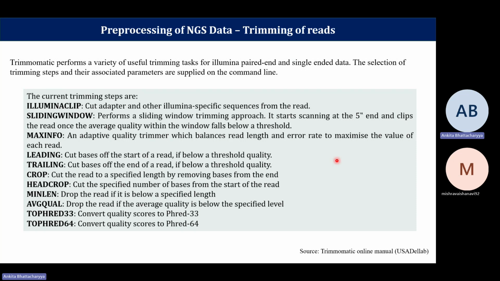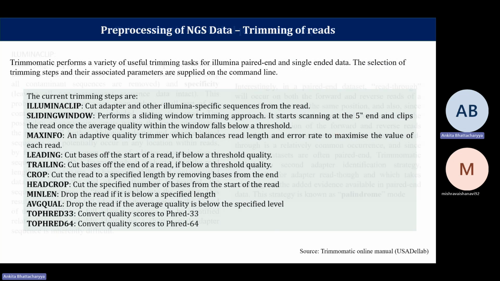Max info maximizes the value of each read. Leading cuts off bases at the start of the read if they do not pass the threshold. And the same is done towards the end of a read by the command trailing. Then you have crop, which can cut sequences to some desired length. Head crop will only cut it from the beginning of the sequence. Average quality would ask the tool to drop any particular read if the overall average read quality does not meet our specified levels. Then we have toPhred33 and toPhred64, which convert our quality scores to these higher quality scores.